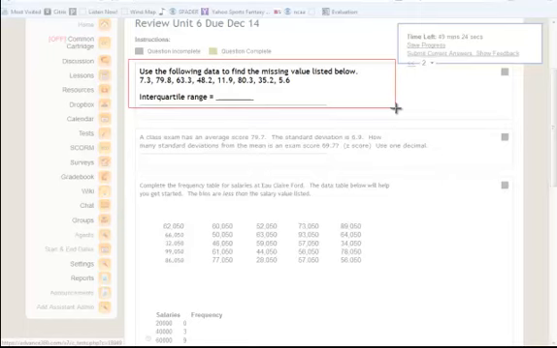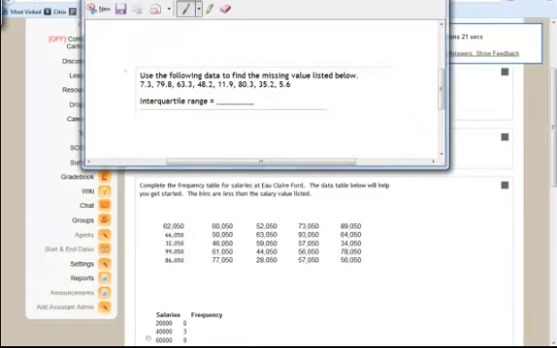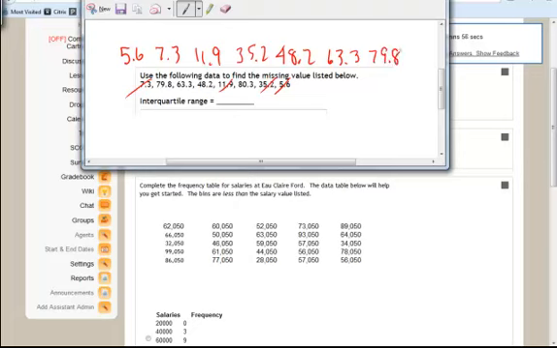Interquartile range, so first of all we have to find Q1 and Q3, and then we have to find the difference between those two. So let's list them in order first. There will be 8 of them again. It'd be a little bit easier if there were only 7 of them, because then Q1 and Q3 would each be a value that's on there already. Okay, so we've got them all listed there.